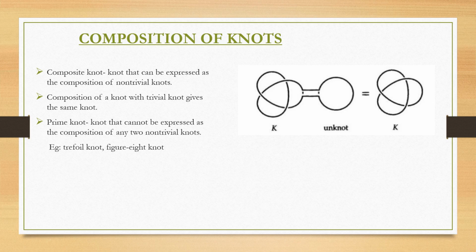And a prime knot is just the opposite of a composite knot, that is, it cannot be expressed as the composition of any two non-trivial knots. Trefoil knots and figure eight knots are prime knots.